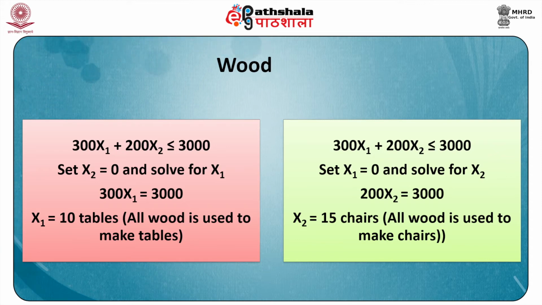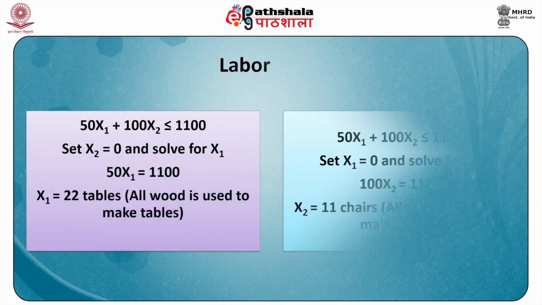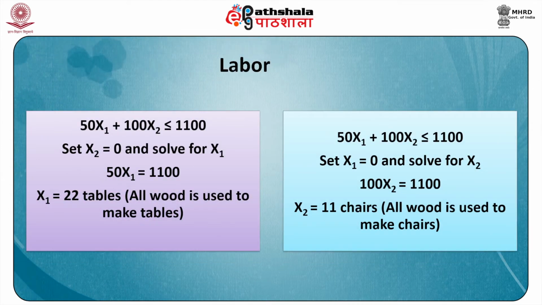Then 300x1 plus 200x2 less than or equal to 3000. Now set x1 equal to 0 and solve for x2. So 200x2 equals 3000 or x2 equals 15 chairs. Here all wood is used to make the chairs. Labor. 50x1 plus 100x2 is less than or equal to 1100. Now set x2 equal to 0 and solve for x1. We get 50x1 equals 1100 or x1 equals 22 tables. That is, all the labor is used to make the tables.